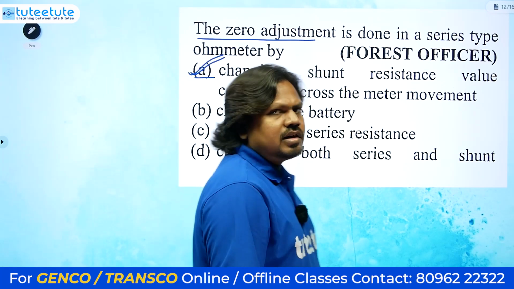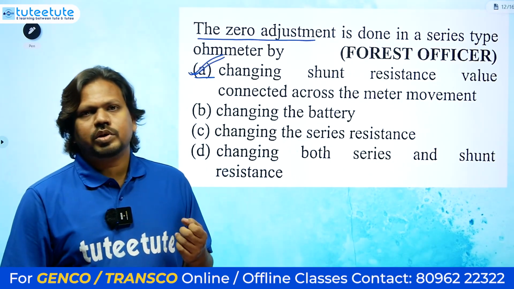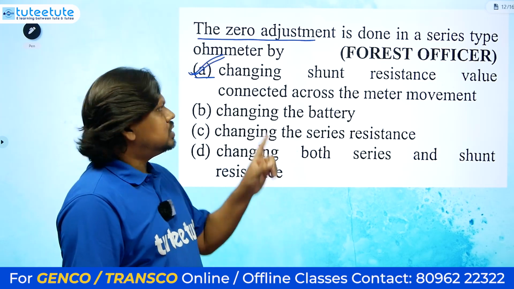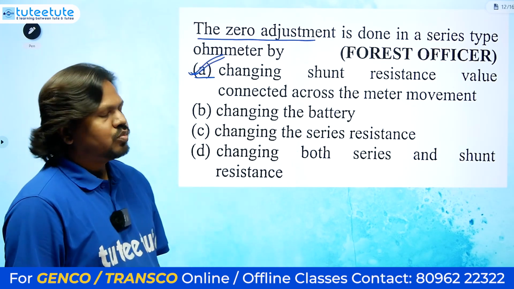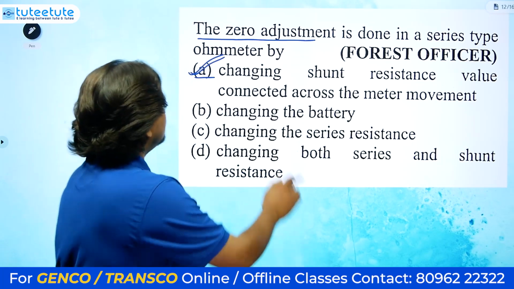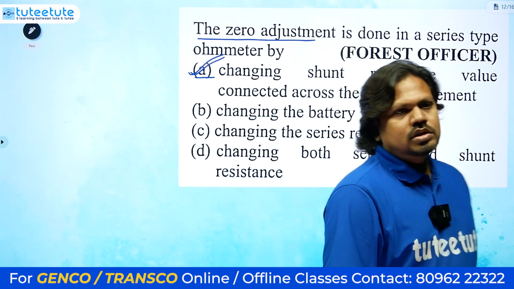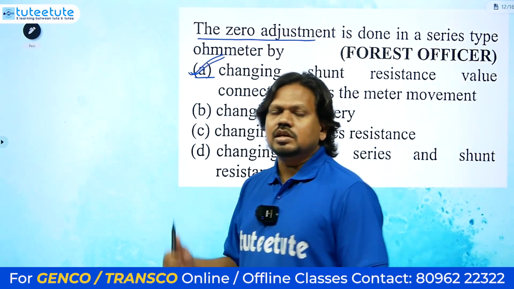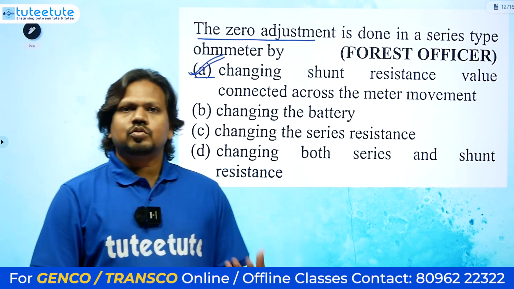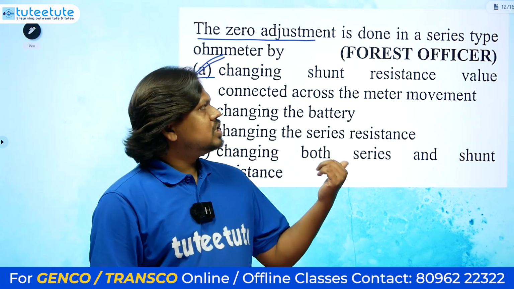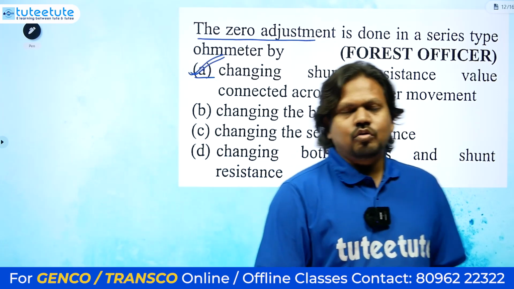There is a certain problem we get whenever designing this series ohm meter. At that time, what you need to do is change the shunt resistance value connected across the meter movement, and then do the zero adjustment. That's what we need to understand. These ohm meters we generally use for medium resistance measurement. Similar to the series ohm meter, we also have the shunt ohm meter.